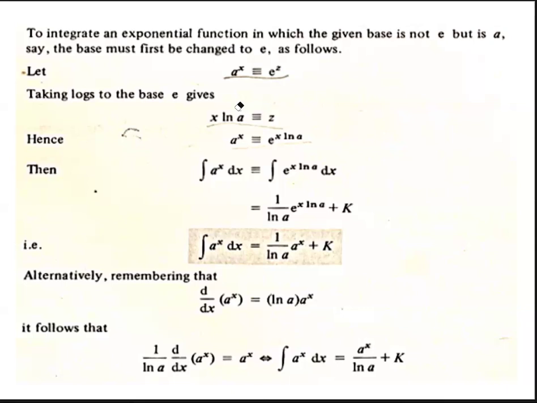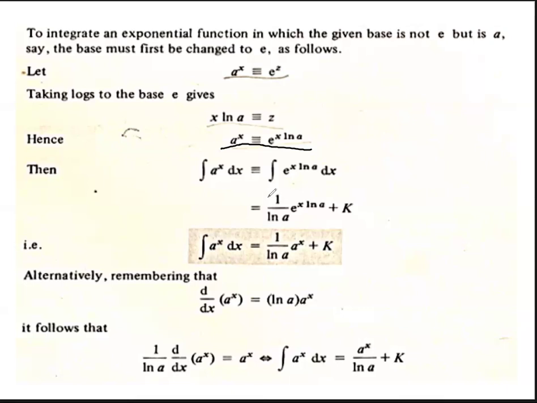We have to convert it to e to the something, right? And here, look, a to the x. It's equivalent to e to the x ln a, right? So when you do the conversion of that, the integral of a to the x is equivalent to the integral of e to the x ln a, right? And using the formula we just learned, you write back e to the x ln a plus k.